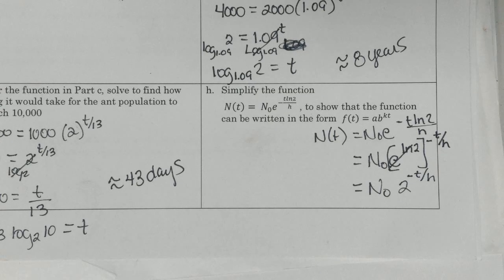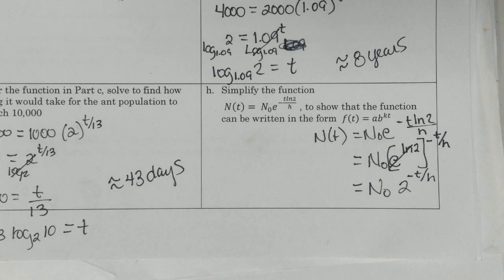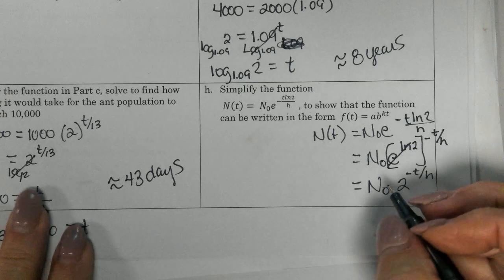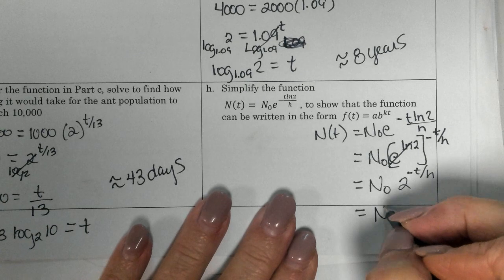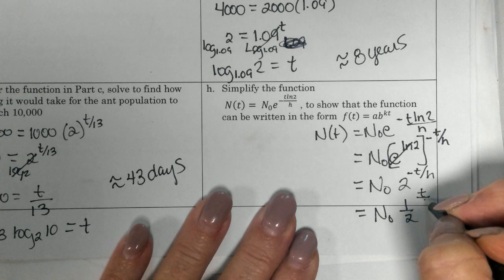Now, what can I do to that 2, or how can I rewrite 2 so that I get rid of the negative exponent? What can I do to the base number? 1 over 2. Remember, do the reciprocal. If we want to eliminate the negative exponent, do the reciprocal of the base. So it's 1/2 to the t divided by h.